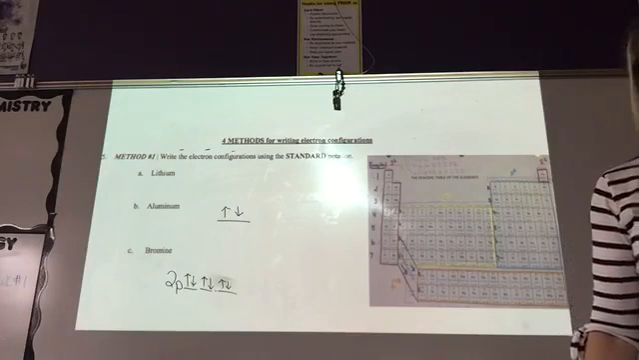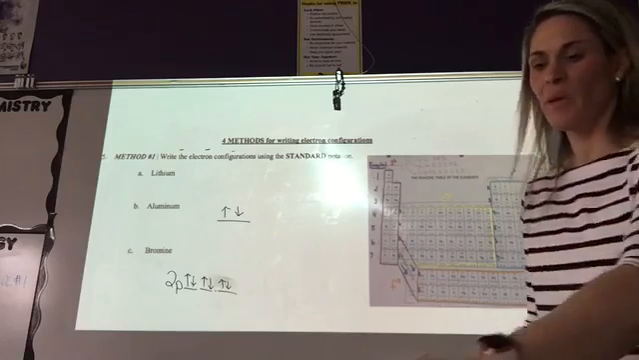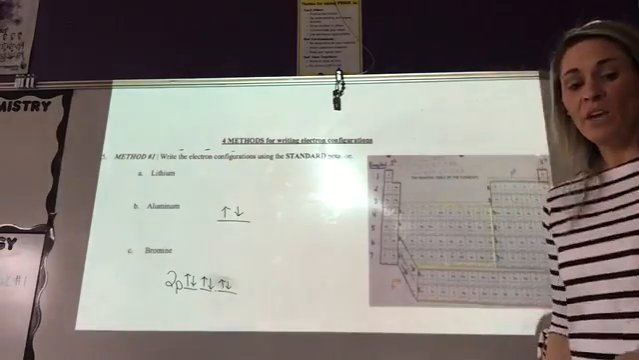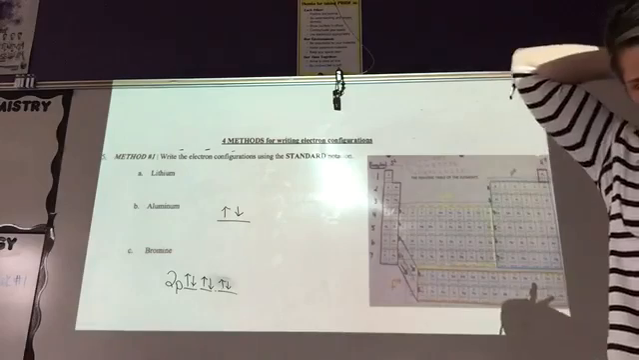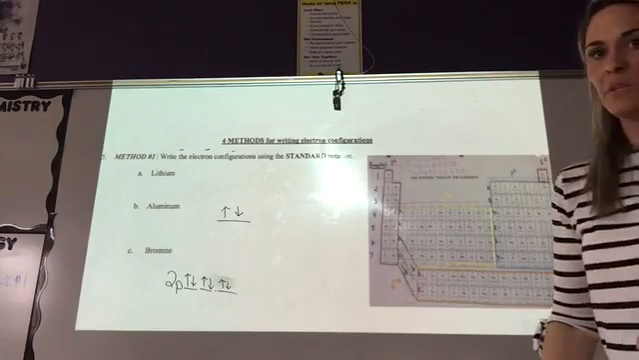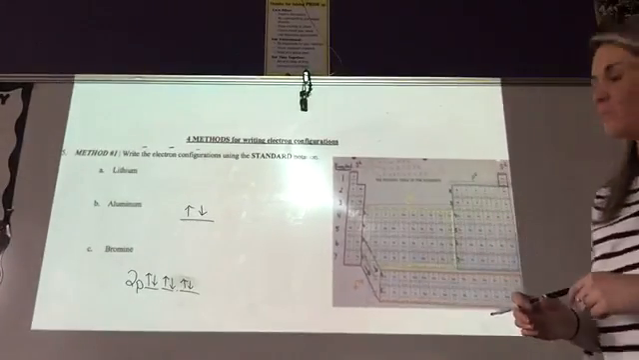Alright, moving on. We are on number 5 on page 6. So page 6, if you've kind of gotten where we're at. On page 6, we're going to go through one method. Have your periodic table in front of you. I'm going to show you how to use your periodic table as we go through these right now.